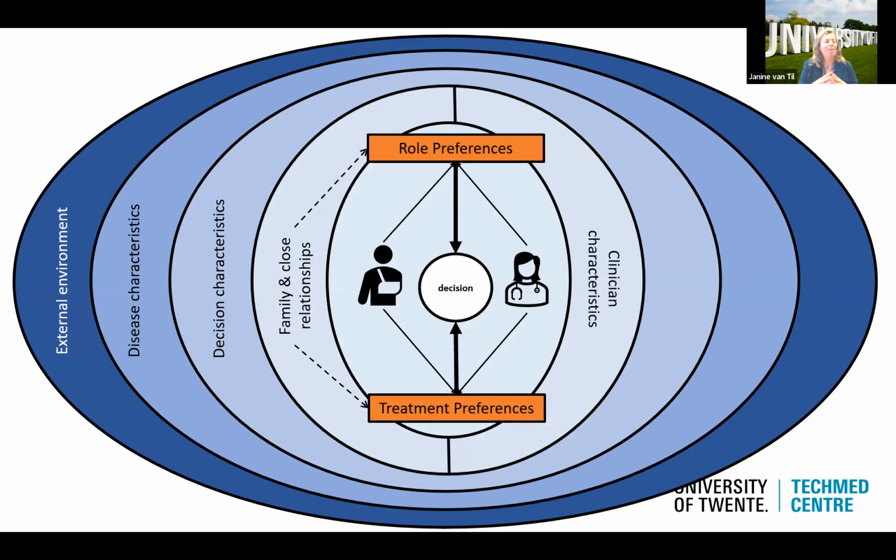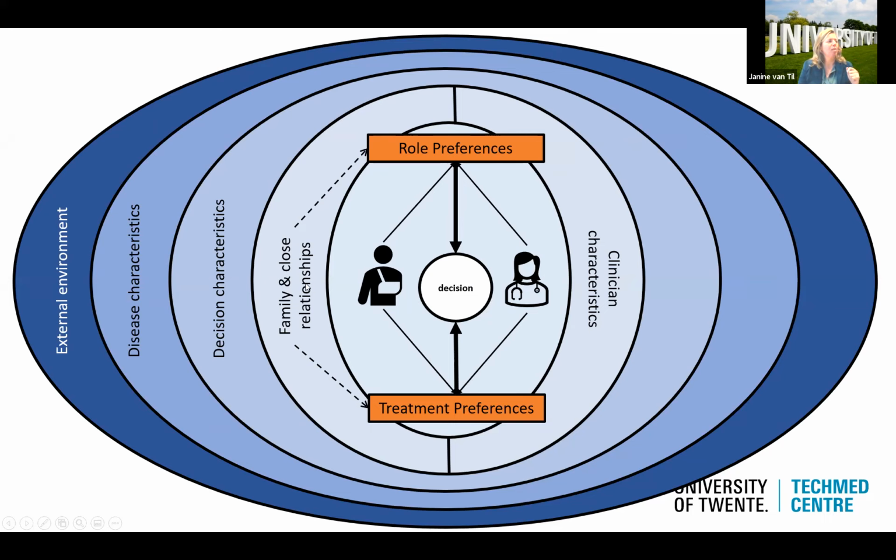And this is my first presentation of my suggested framework, where the patient and the clinician are in the middle. Both have their own preferences with regard to the role of the patient in the decision. Both have their own treatment preferences, demonstrated by the arrows that go from the clinician and the patient to treatment and role preferences. And these influence the decision-making process and the extent to which the decision is based on treatment preferences of the patient, treatment preferences of the clinician, or both.